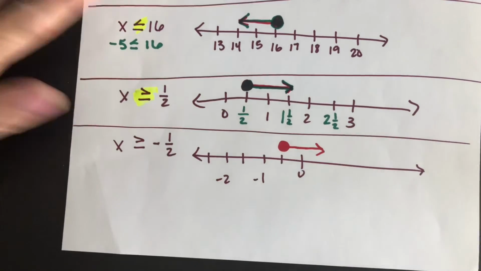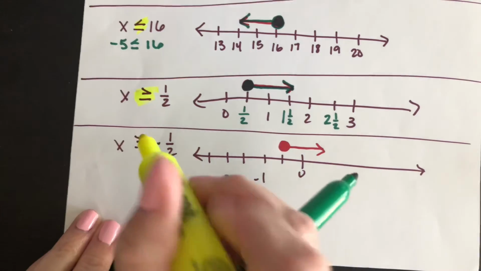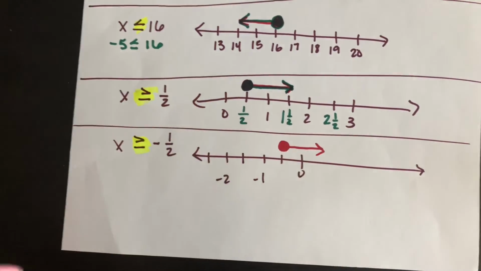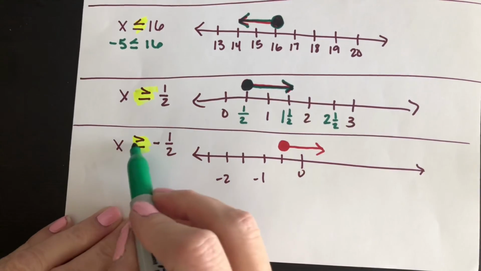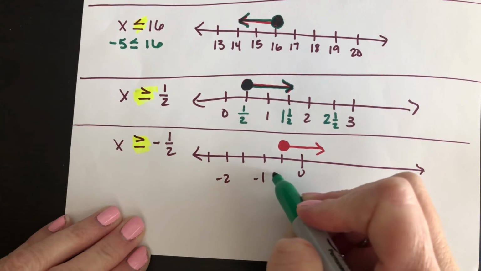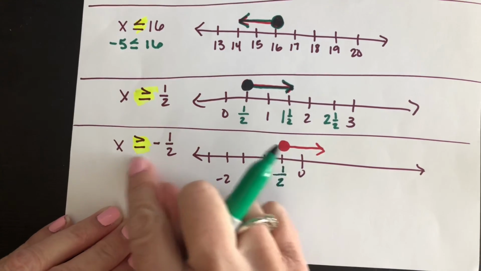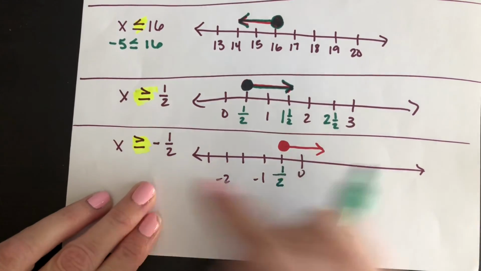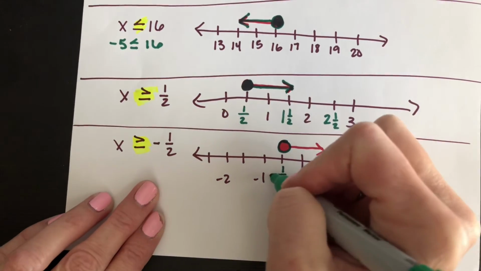All right, last example here. I have x is greater than or equal to -1/2. Now again, you could do this with decimals too. So here is my -1/2. I broke this up again into halves. x is greater than or equal to -1/2, so I'm going to put my circle on -1/2.